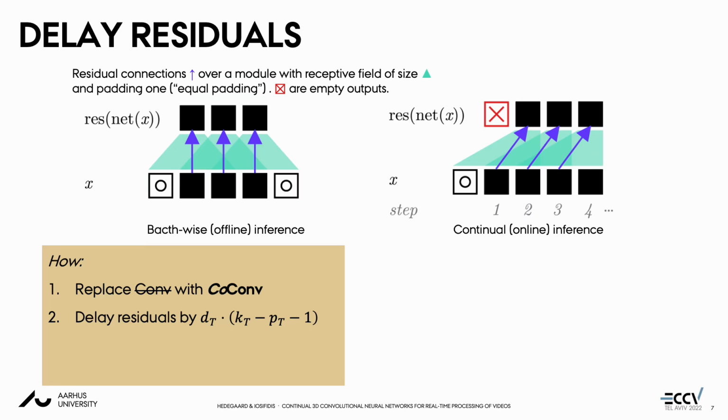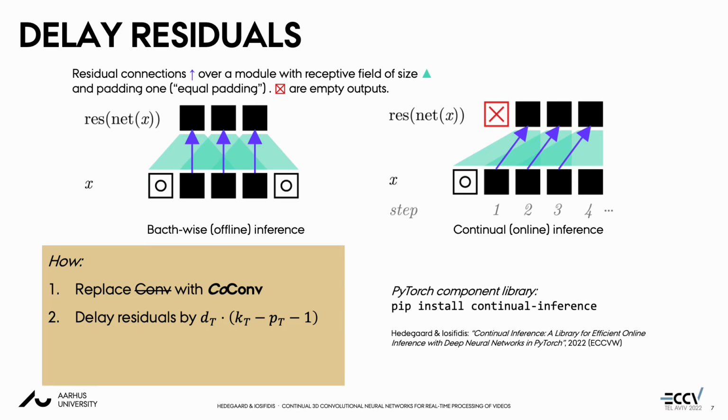Transforming it to perform continual online inference, which must be causal, the residual needs to be delayed in correspondence with the convolution to keep alignment. Seems like a hassle, right? The continual inference library provides components to handle this automatically.